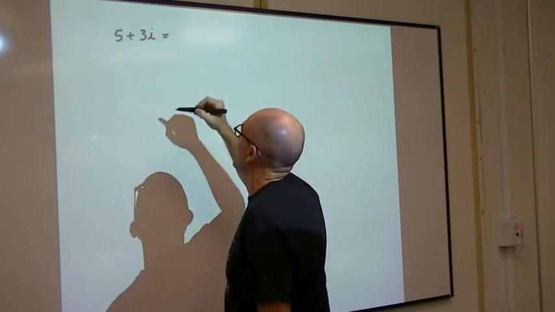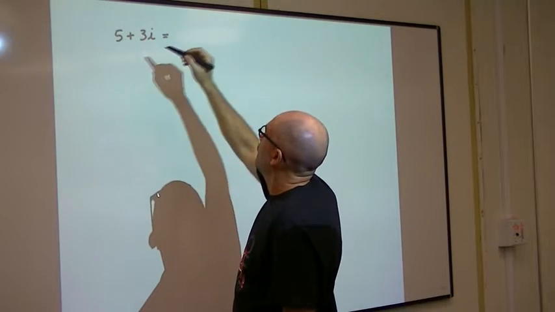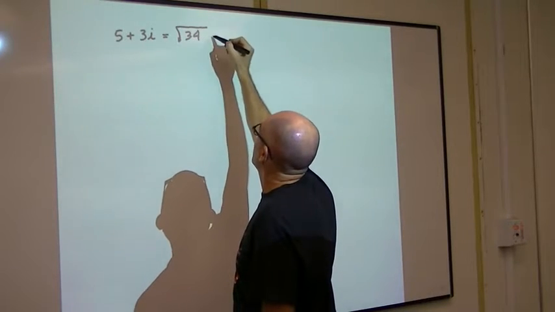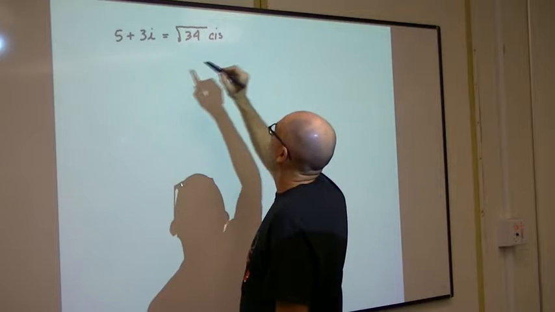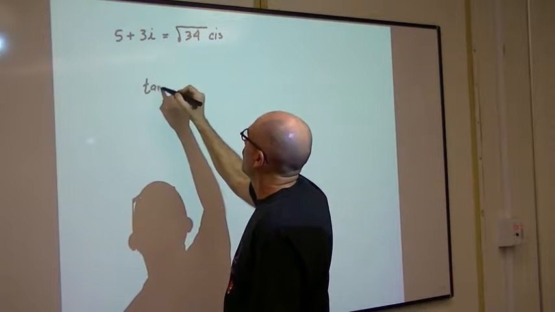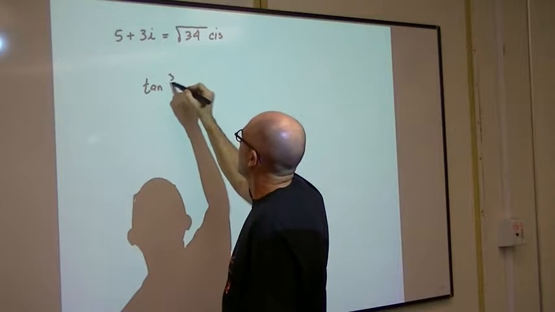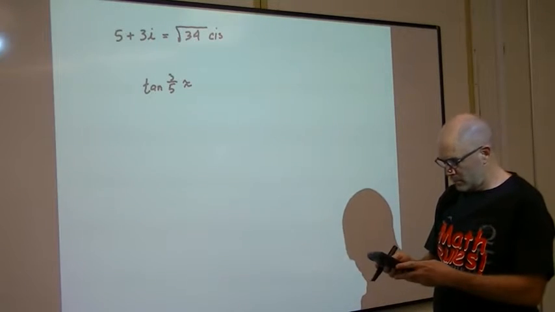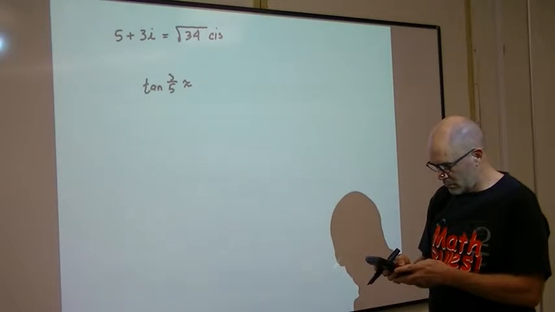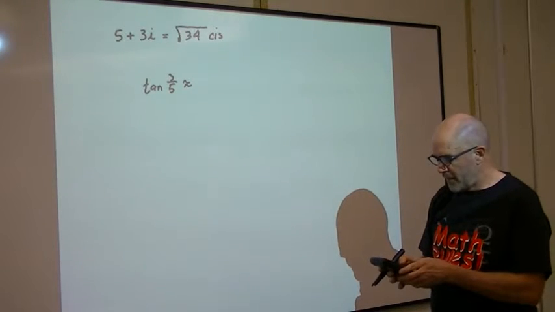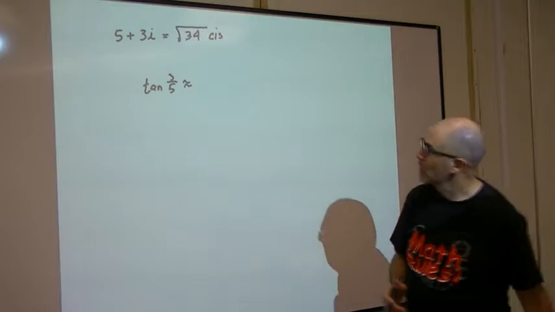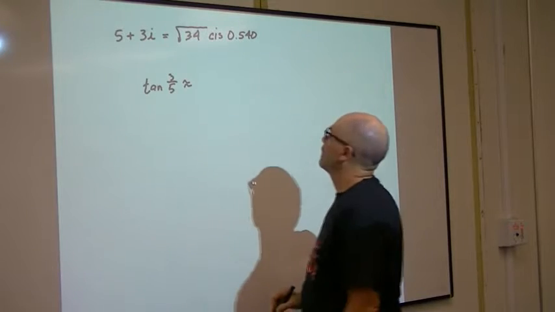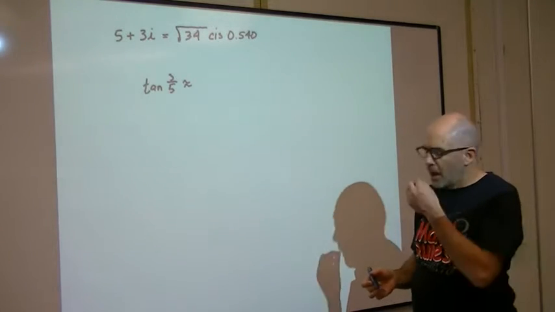Now, we just did this in the beginning of the lesson. So it's just going to be the square root of 25 plus 9, which is square root of 34, cis inverse tangent of y over x, which is going to be .540. That's it, piece of cake. All right, let's do a few more.